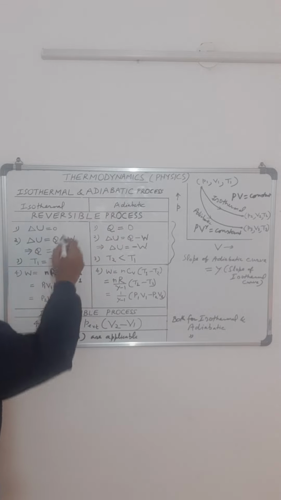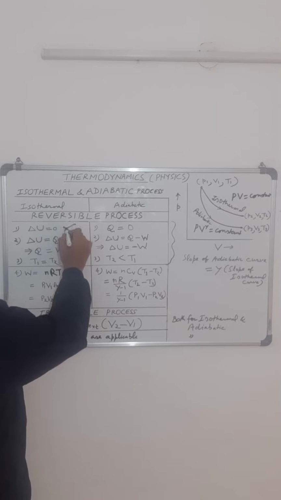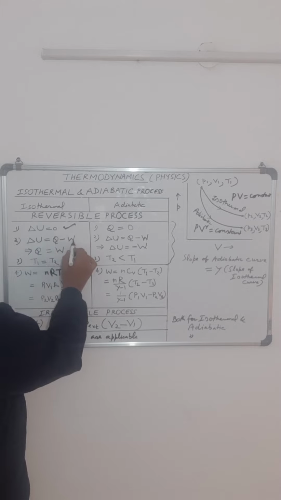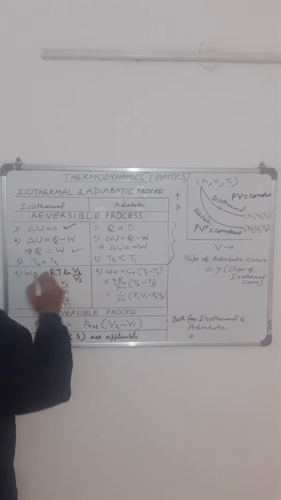Okay. Now we see this for isothermal, delta U equal to 0 because temperature remains constant. So first law gives delta U equal to Q minus W. So Q will be equal to W for isothermal, and temperature T1 is equal to T2.